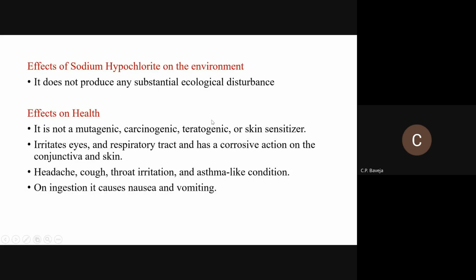Effects of sodium hypochlorite on the environment. It does not produce any substantial ecological disturbance. Effect on health: it is not mutagenic, not carcinogenic, not teratogenic, and not a skin sensitizer. But it irritates the eyes and respiratory tract and has a corrosive action on the conjunctiva and skin, and headache, cough, throat irritation, and an asthma-like condition may occur. On ingestion, it causes nausea and vomiting.